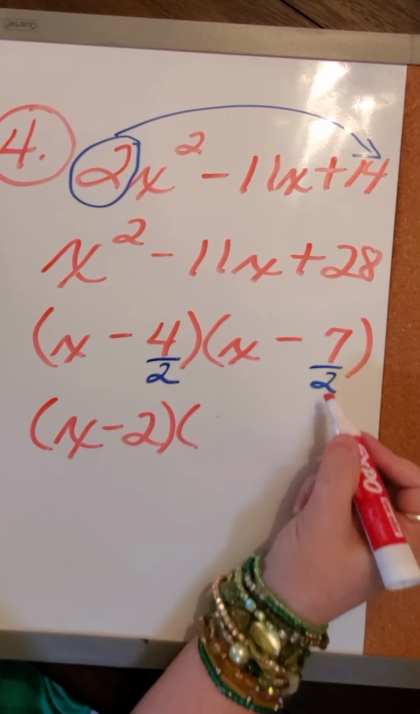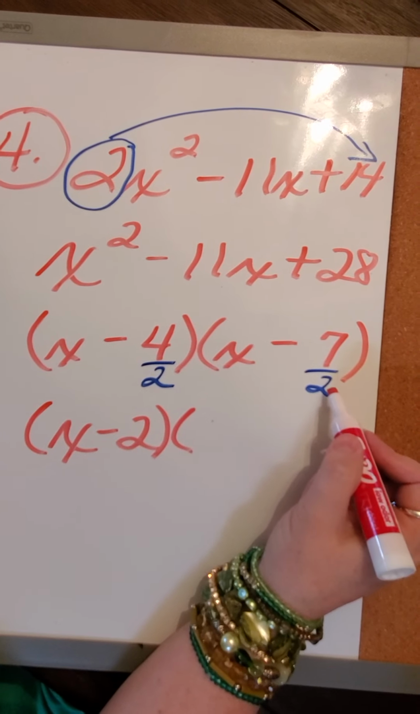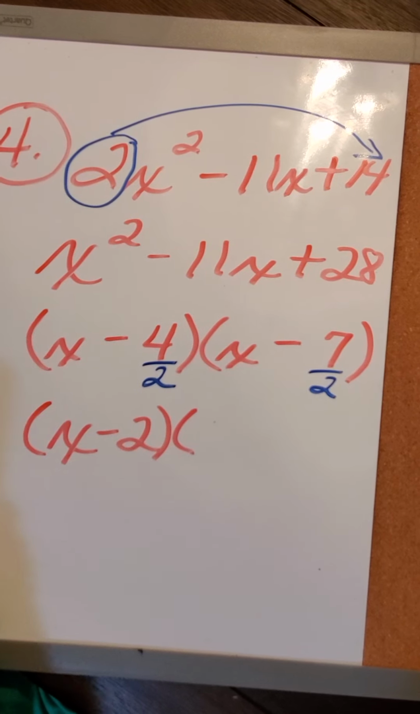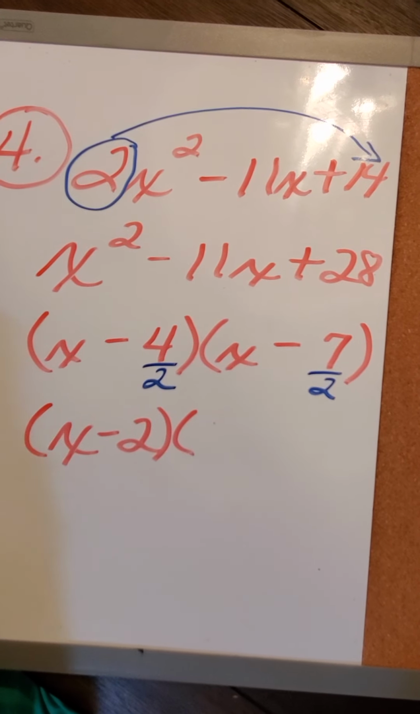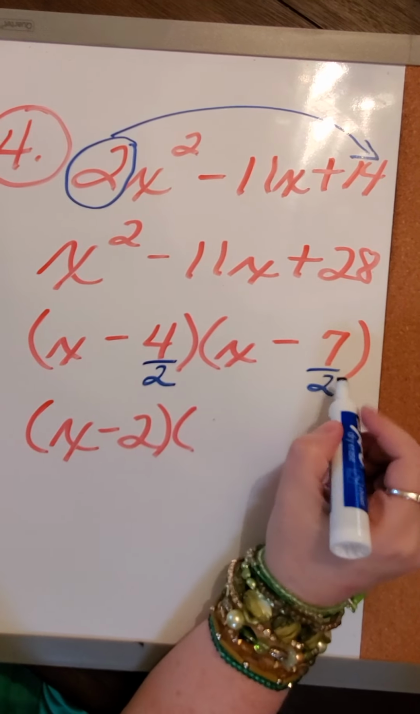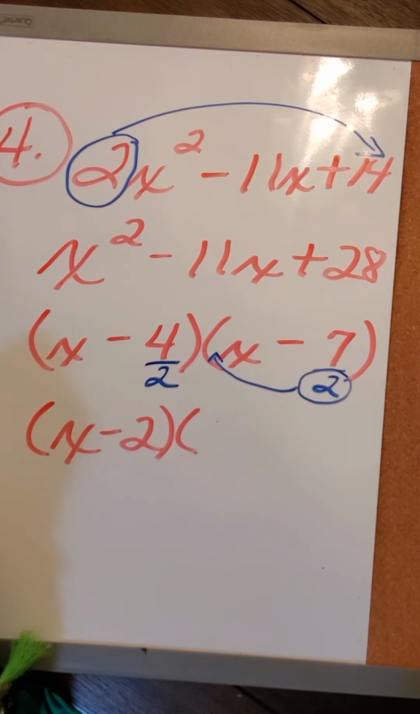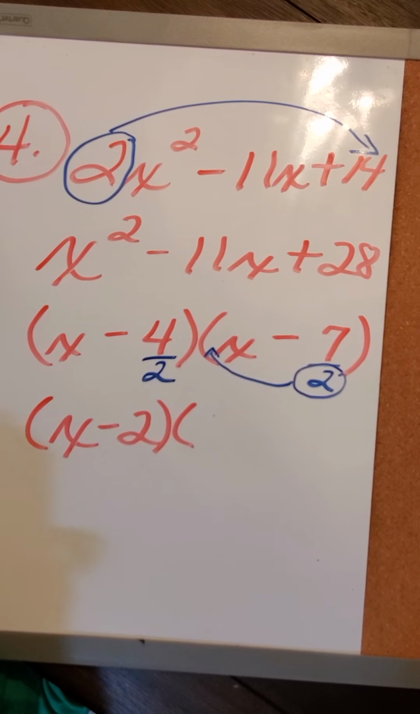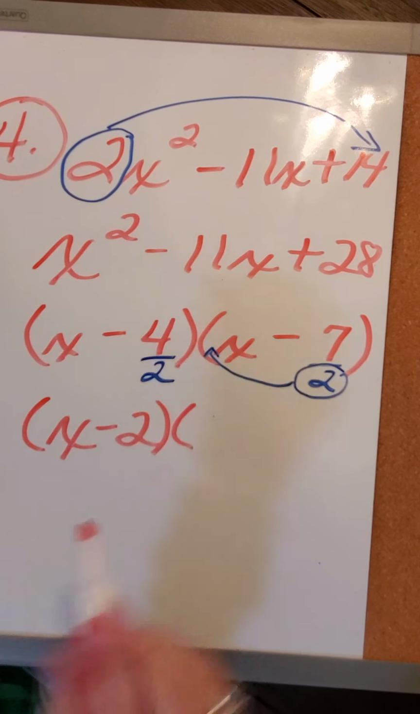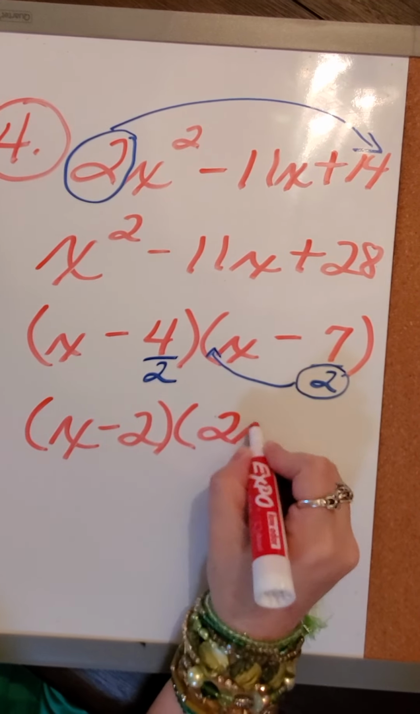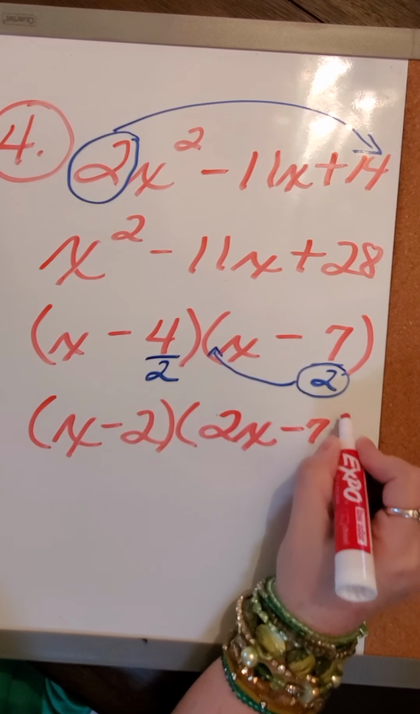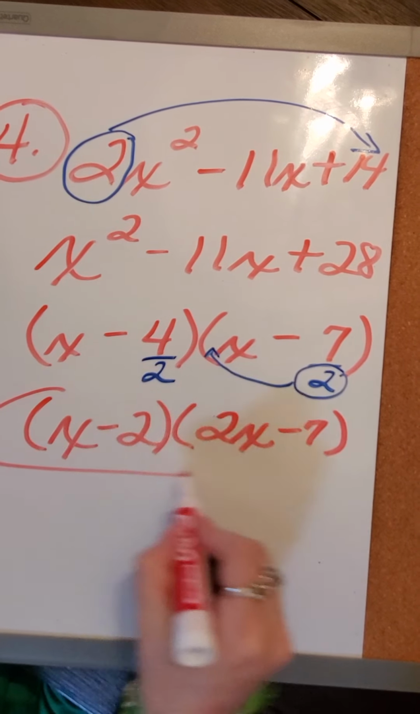Over here, this will not reduce, so we do what's called bottoms up. This bottom number goes up here in front of this, and that would be 2x minus 7. And that is fully factored.